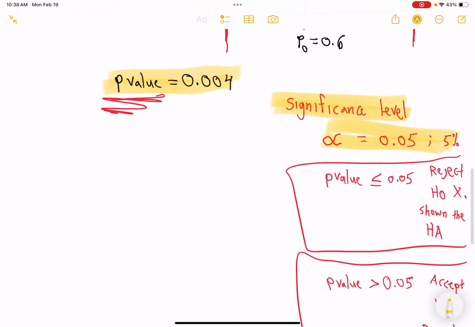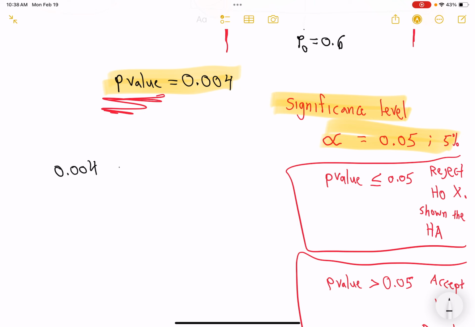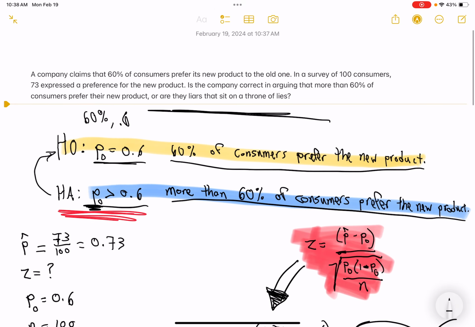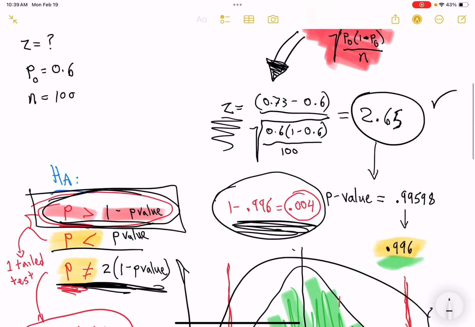So in our case, I'm going to do a comparison. I look at our p-value, and it seems very clear that 0.004 is smaller than 0.05. Therefore, I reject the null hypothesis because I have a small enough p-value. And that should make sense because I did a 100-consumer survey, and 73% expressed a preference. It seems pretty sensible that if 73% of people preferred the product and we compare that to the initial projections, we could expect that a larger than 60% margin would prefer the new product.